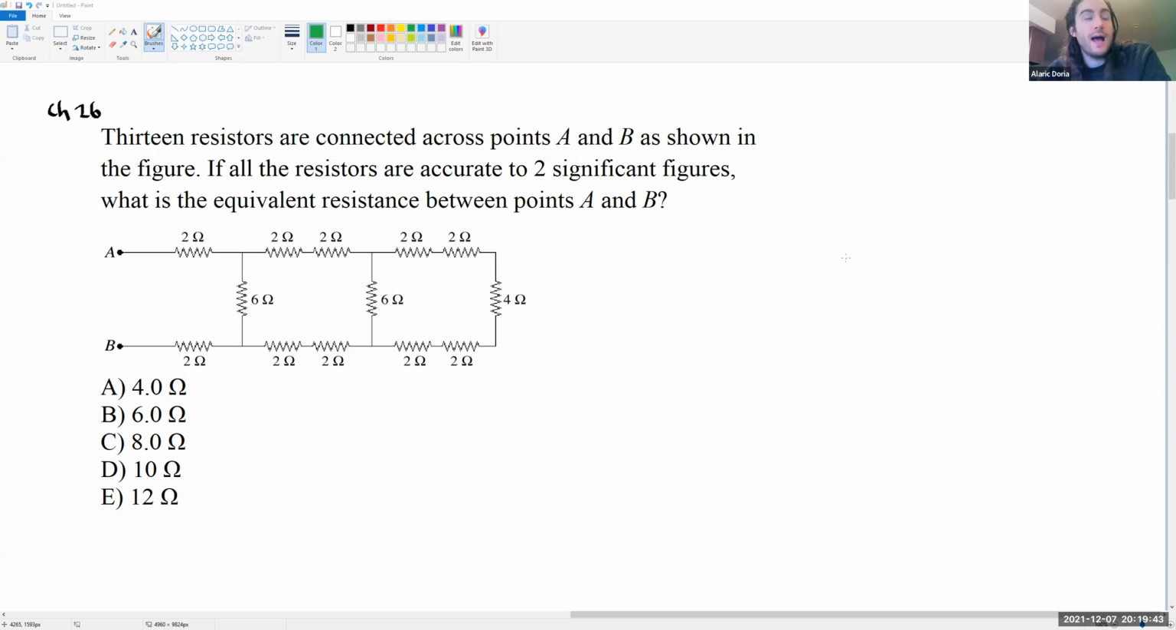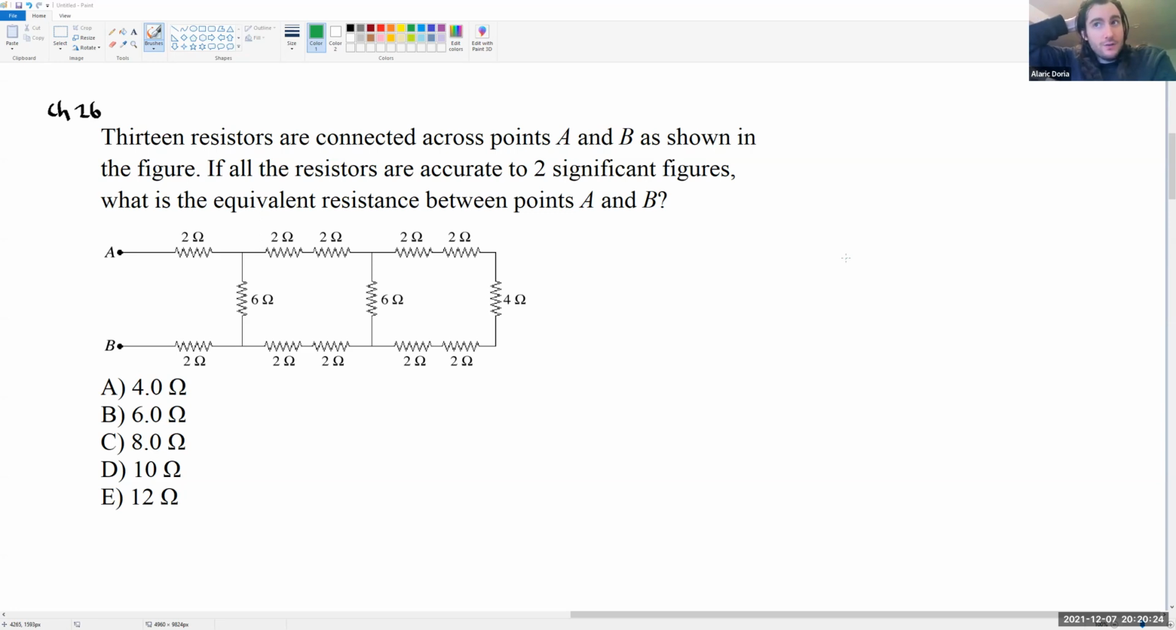Okay, so we'll have to think about how to combine these resistors to figure out what the equivalent resistance is between points A and B, right? Our options here are 4 ohms, 6 ohms, 8 ohms, 10 ohms, and 12 ohms. So it looks like our final answer is going to be a nice round number. So you might suspect that as you're going through this question, the numbers at every stage are going to be fairly decent. Maybe a nice fraction, maybe even a whole number.